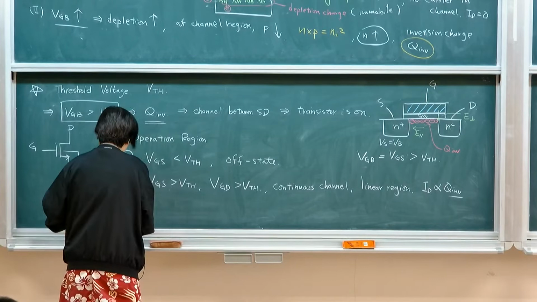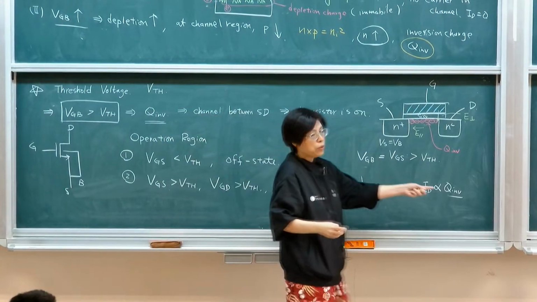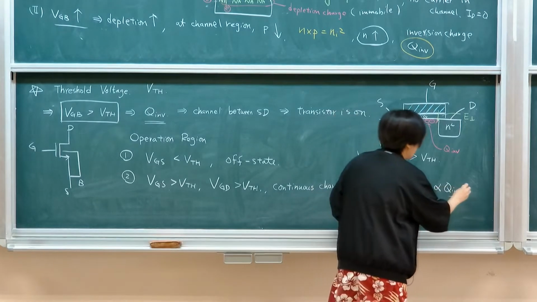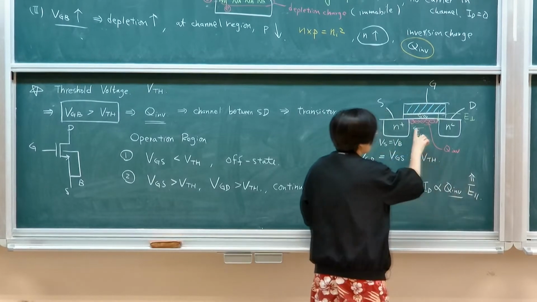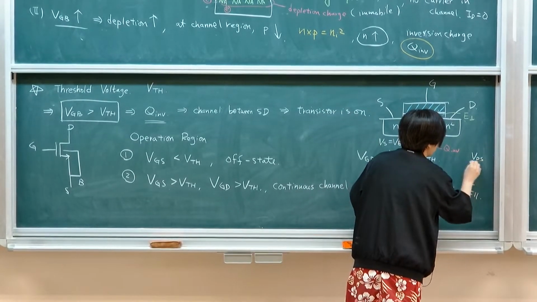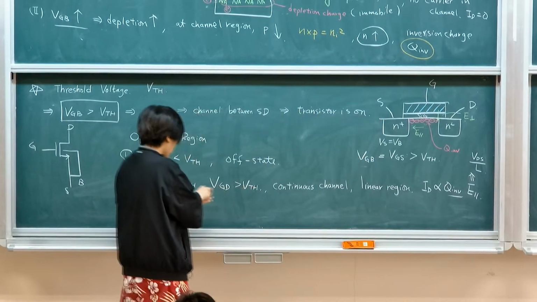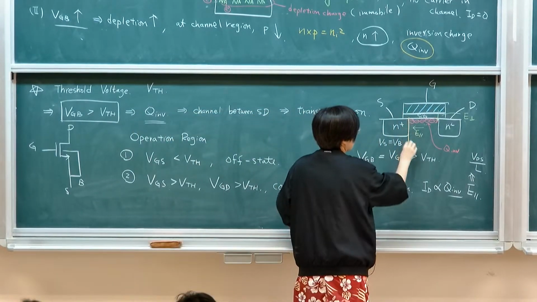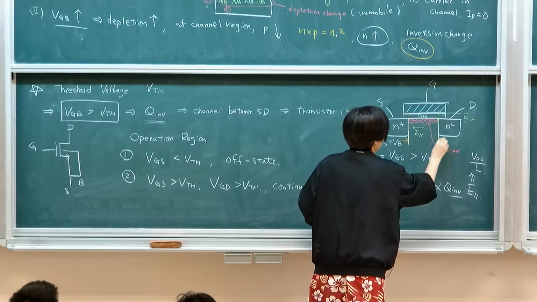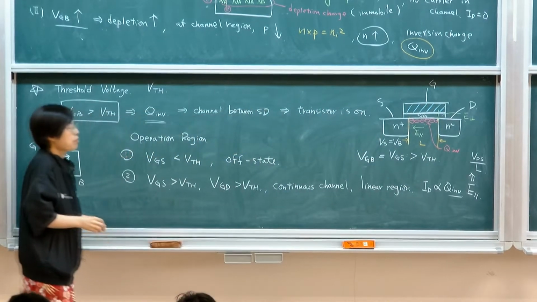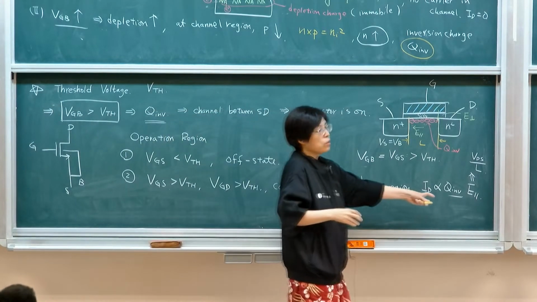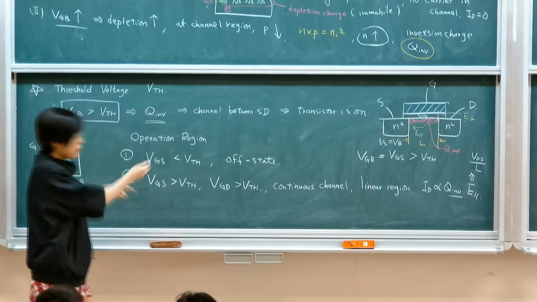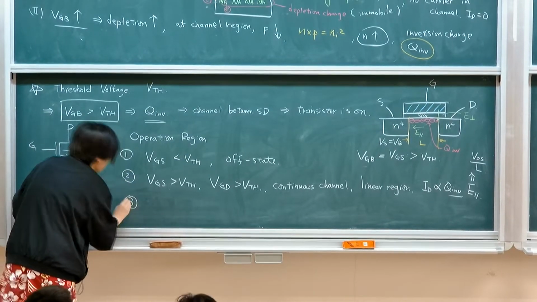In the linear region, your current will be proportional to the amount of charge in the channel and the electric field. But because it's continuous, it should depend on VDS over L. I forgot to define, this is L, the distance between source and drain, the channel length. So in the linear region, this is what happens. We're going to do a detailed derivation. This is just the first discussion.